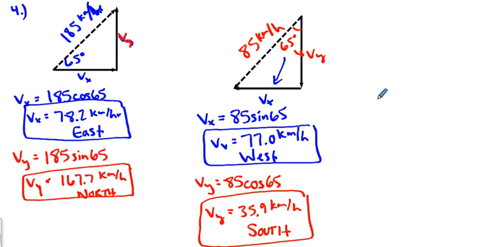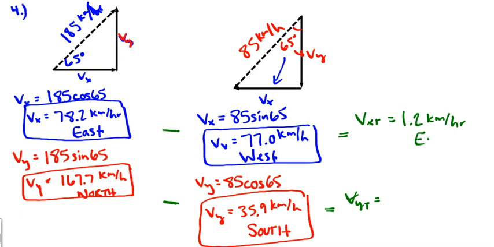So we're going to now add these together to get some total velocity in the x direction and total velocity in the y direction. And how do I add these? Well, east and north are the positive directions, right? So west and south must be the negative directions. So I need to subtract between these numbers. So do 78.2 minus 77, and that will give me 1.2 kilometers per hour towards the east.